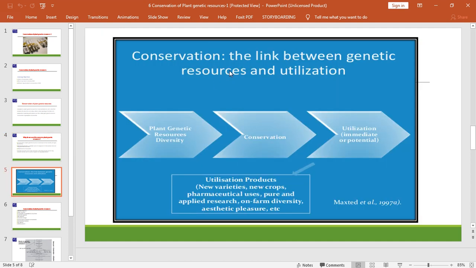Conservation. The link between genetic resources and utilization. Plant genetic resources diversity, then conservation and utilization, immediate or potential. Utilization produces new varieties, new crops, pharmaceutical uses, pure and applied research on farm diversity and aesthetic pleasure etc.